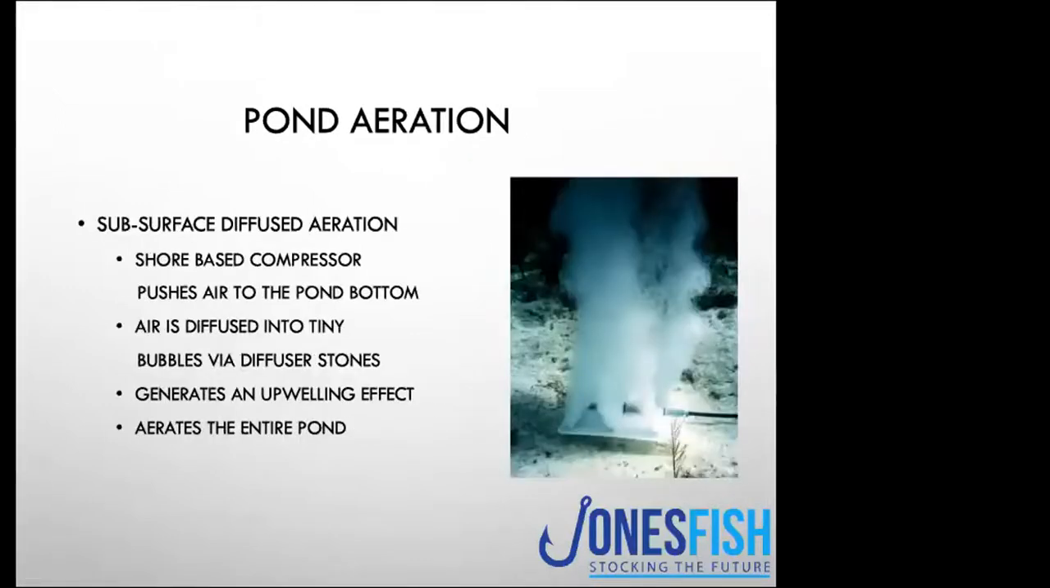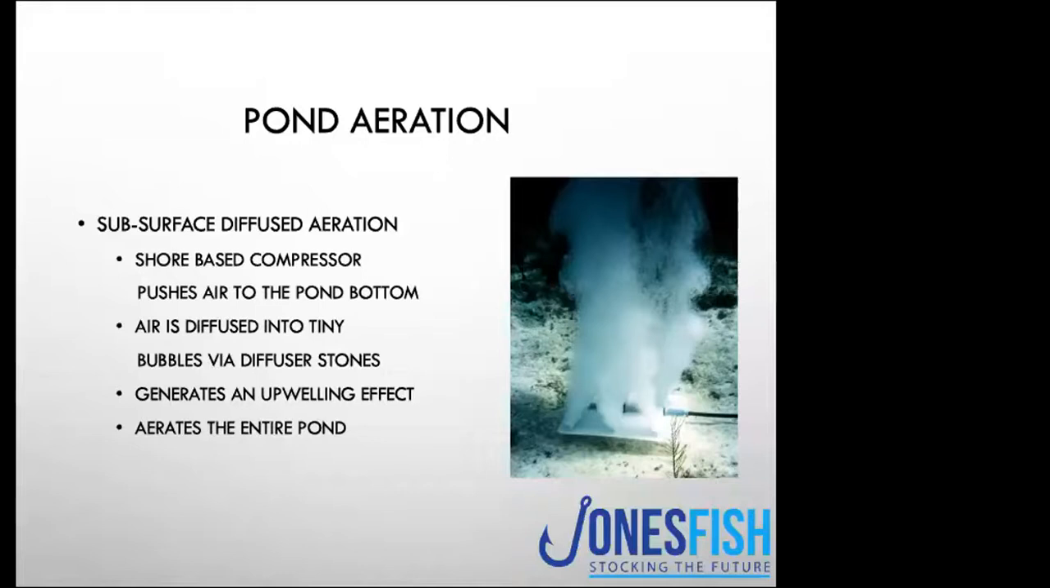All right, now we're going to get into the bottom-based subsurface diffused aeration. Diffused aeration comes from the name: it diffuses all these tiny bubbles all the way from the bottom of the pond to the top. Basically you have a shore-based piston or rotary vane compressor outside of the water, and then an air line running down to this diffuser station that you see in the picture, with these silica stones. As the air pushes through those stones, it produces very, very fine little bubbles.